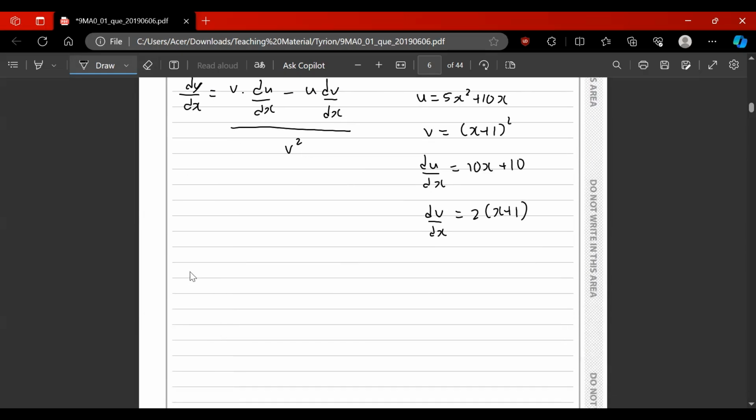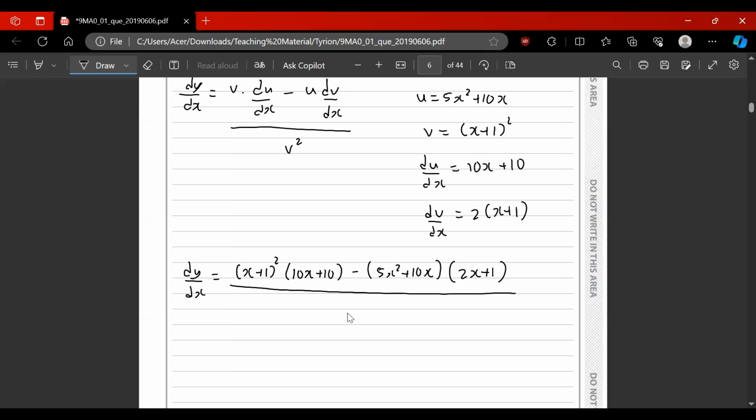And so dy over dx is going to be equal to v, which is (x plus 1) squared, multiplied by 10x plus 10, which is du over dx, minus 5x squared plus 10x, which is u, times dv over dx, which is 2(x plus 1). And this whole thing is going to be over v squared, which is (x plus 1) to the power 4. All right. Now it's time to simplify this equation.